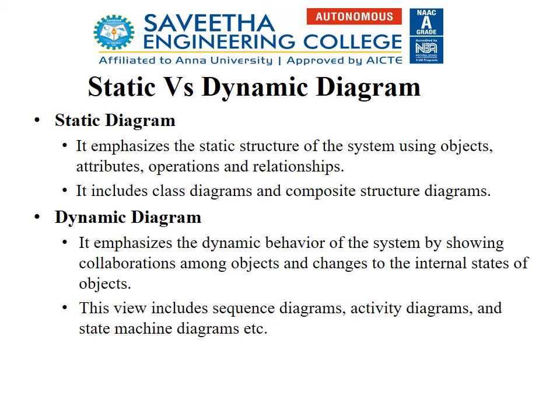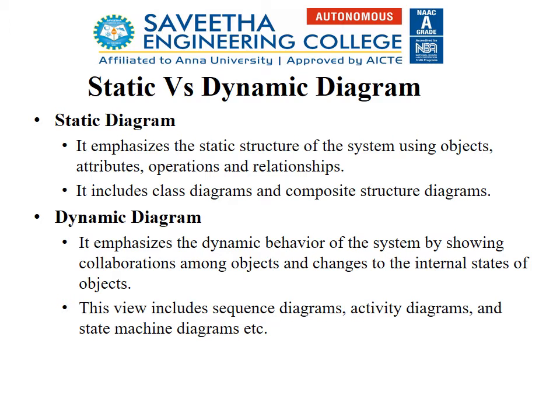The static diagram emphasizes the static structure of the system using objects, attributes, operations and relationships. It includes class diagrams and composite structure diagrams. Already we have seen use case diagrams. Note that use case diagrams also belong to the static diagram category.